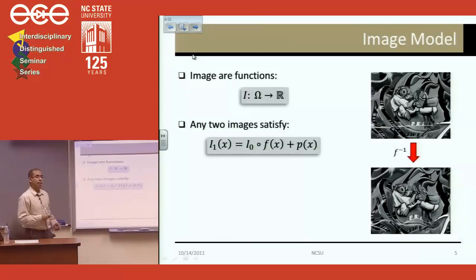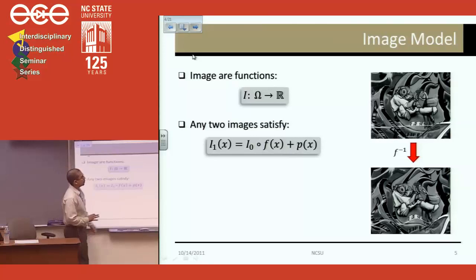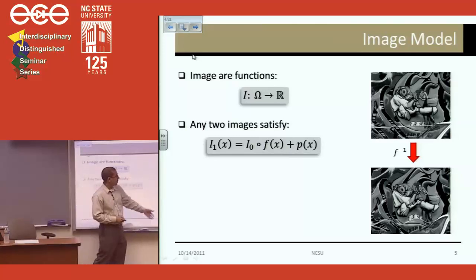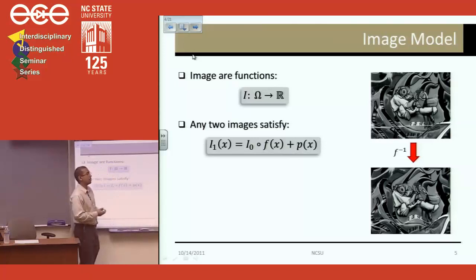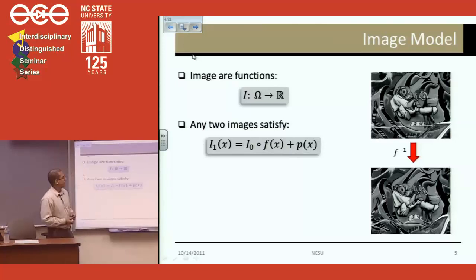Okay, so to get started, we're going to start with something very simple. We're first going to consider what our image model is, and we're going to try to keep everything formal. We're going to assume that we're given two images, image 0 and image 1, and they're related by some sort of transformation. That transformation is essentially a deformation that has been applied between the two of them.